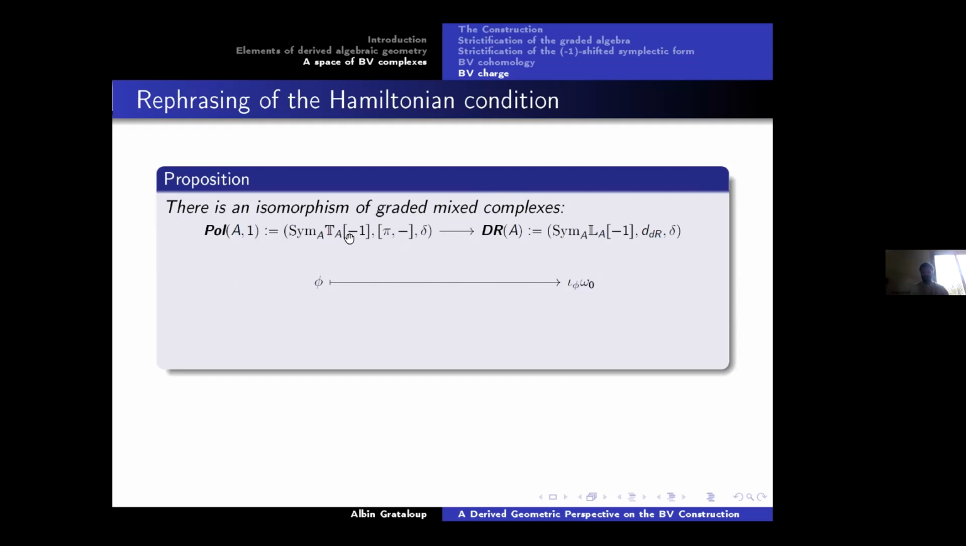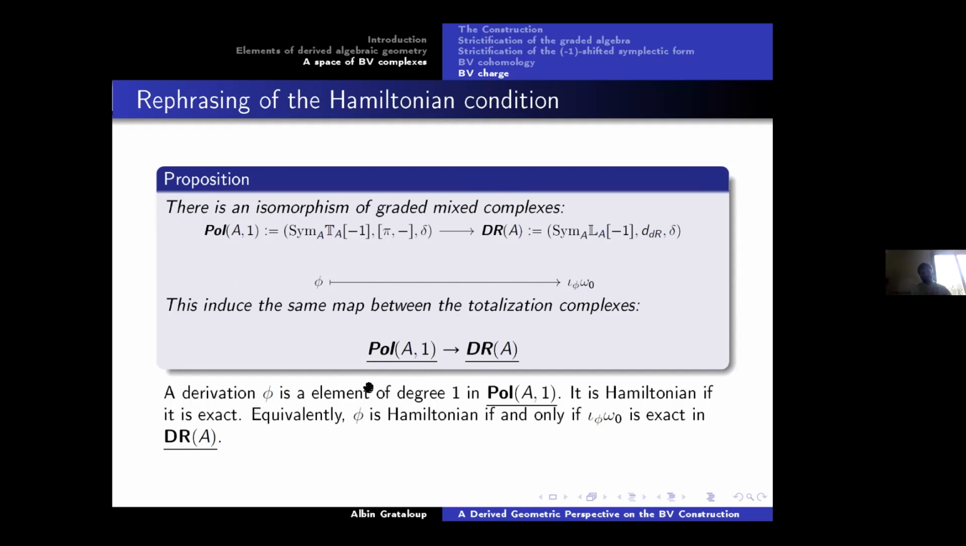And this gives an isomorphism between the polyvector fields and the derived algebra here. This isomorphism goes through the totalization. And exactly what I'm saying, a derivation in here is Hamiltonian if it is exact. And so I'm going to ask myself, okay, the contraction with omega 0 here, is it going to be exact? This is the question I'm going to try to answer.